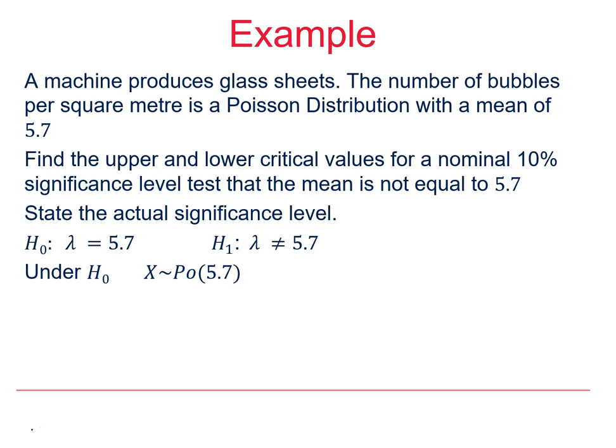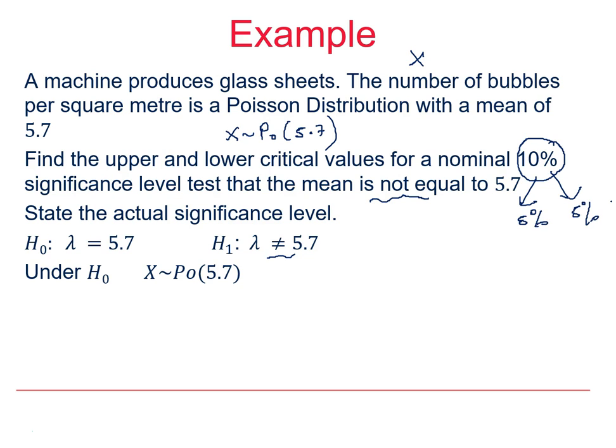So hopefully you identified the fact that X, our random variable, the number of bubbles per square meter, is modelled with the Poisson distribution, and under the null hypothesis that is 5.7, and our alternative hypothesis is the mean is not equal to 5.7. Our significance level is 10%, so we are looking at 5% or less for the probability in the lower tail, 5% or less for the probability in the upper tail.